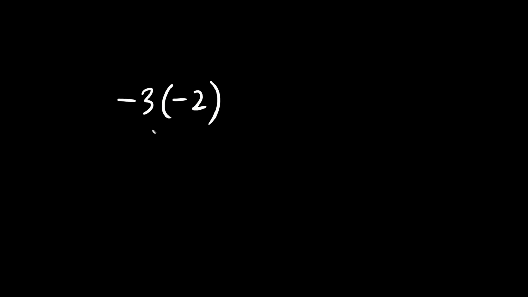Now what is negative 3 bracket negative 2? Are we subtracting or are we multiplying? And the answer is we are multiplying. Negative 3 times negative 2. A number with a bracket beside it means there's a multiplication symbol between them. 2 negatives multiplied becomes positive, and 3 times 2 is 6.